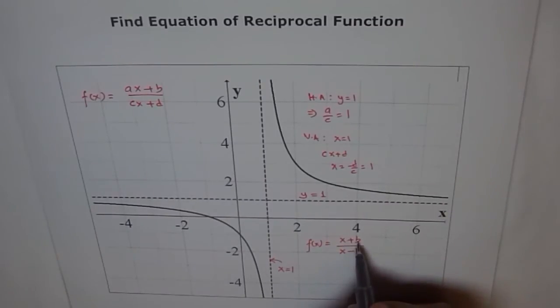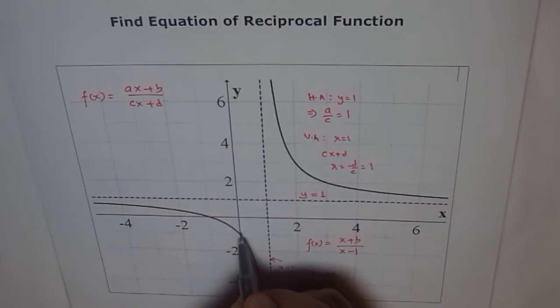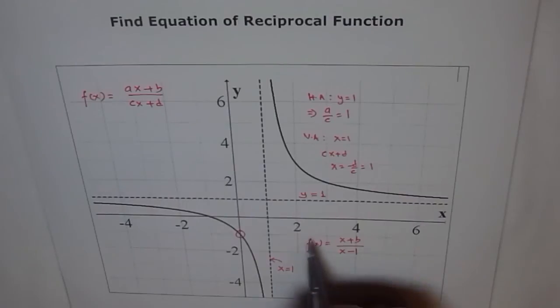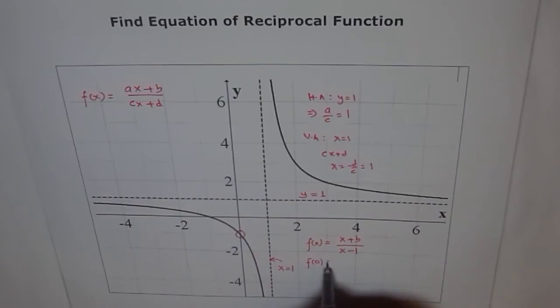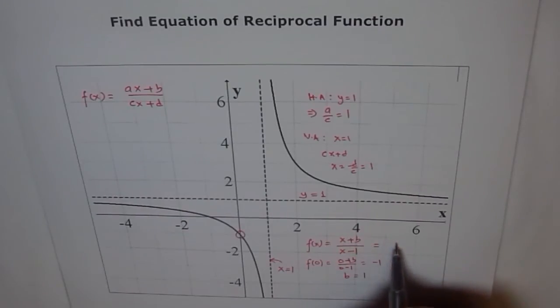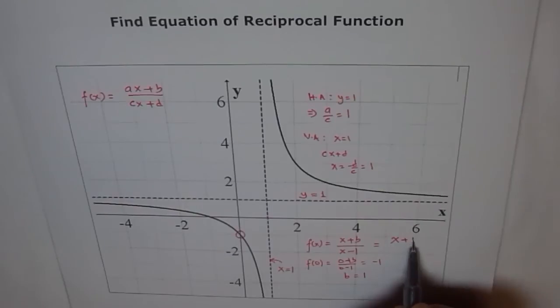Now, to get the value of b, what should we do? We can take a point. This seems to be a good point for us. So when x is 0, the value is minus 1. So we say f(0) equals minus 1, right? And we'll put 0 here. So 0 plus b over 0 minus 1 equals minus 1. So that leaves us with b over minus 1 is minus 1, or b equals 1. Perfect. So now b equals 1, and we can say our equation seems to be (x + 1) / (x − 1).